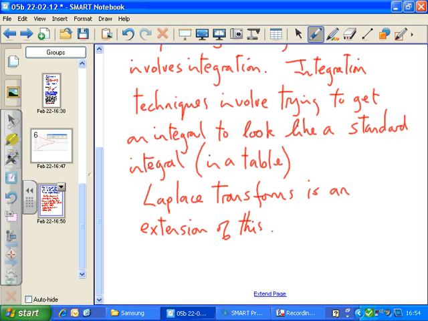So that's our table, like our table of standard integrals. That table in the course notes on page 5 is a table of Laplace transforms. That table of Laplace transforms is like your standard integrals.